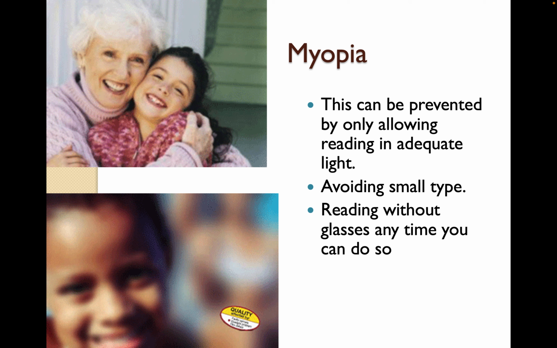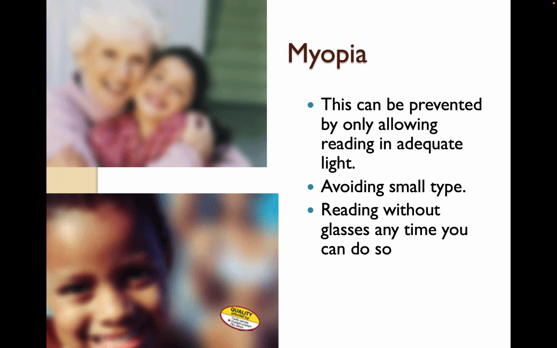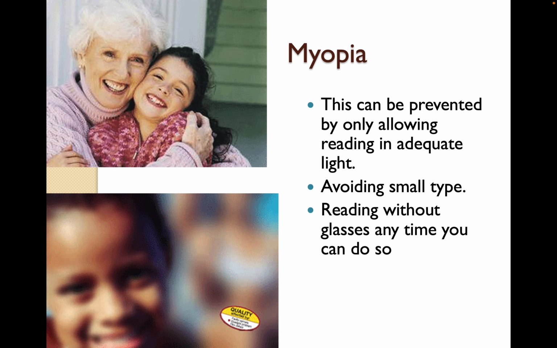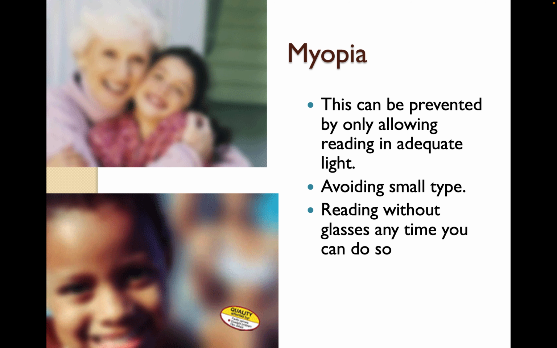This can be prevented. Myopia can be prevented by only allowing reading in adequate light. Avoid small type. Reading without glasses anytime you can do so strengthens your eyes. Myopia gets worse and worse. This is what myopia looks like. You can't focus your eyes.